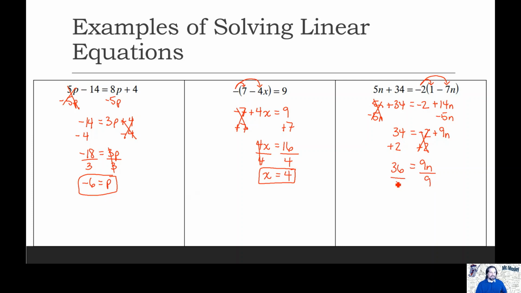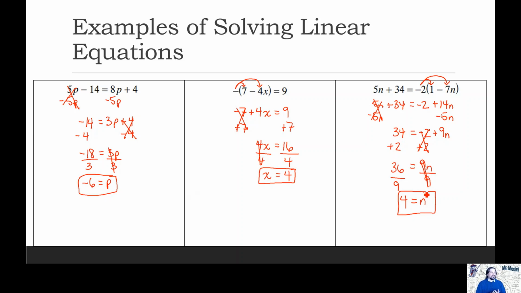Divide each side by 9. 9 divided by 9 is 1. So I'll be left with n. 36 divided by 9 is 4, because 9 times 4 is 36. And there again, we found our perfect solution.